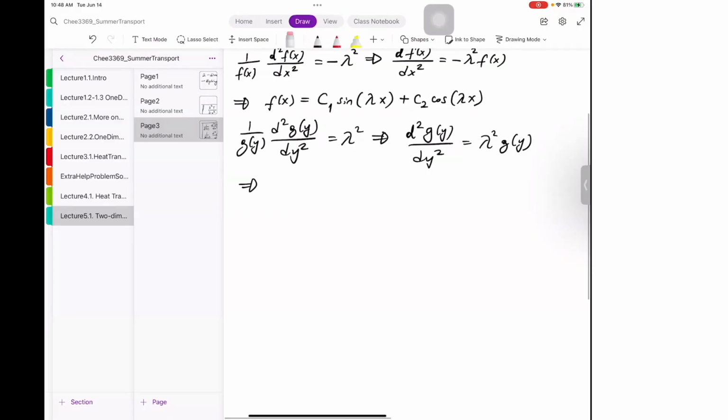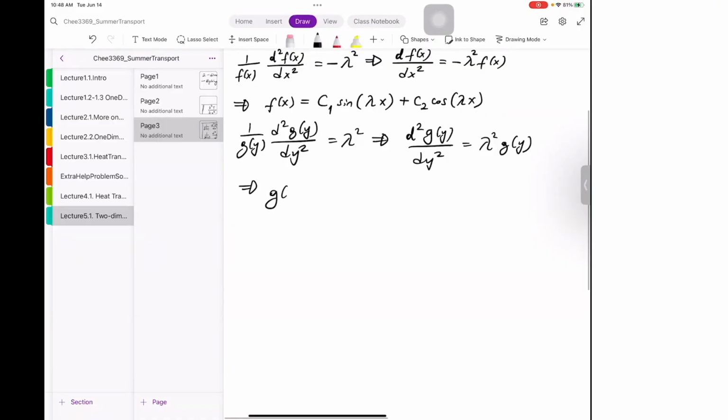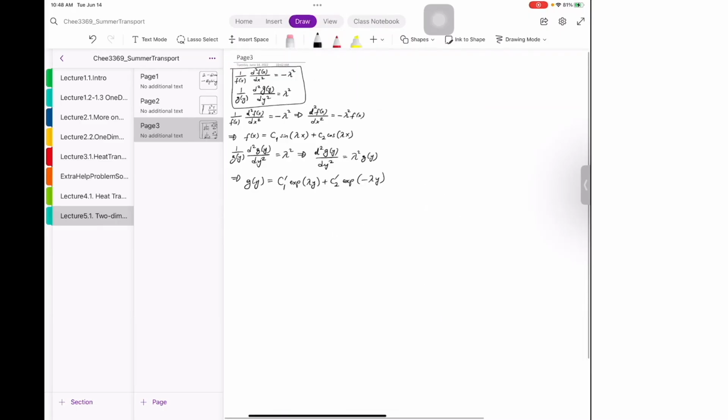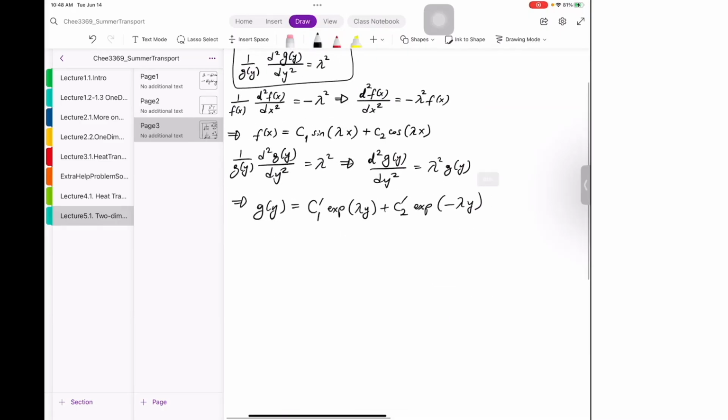Good. So far, so good. So g of phi is going to be equal to, let's call it c1 prime, because it's not necessarily going to be equal to c1. That's a different function. c1 prime exponential lambda y plus c2 prime exponential minus lambda y. But here's the thing.